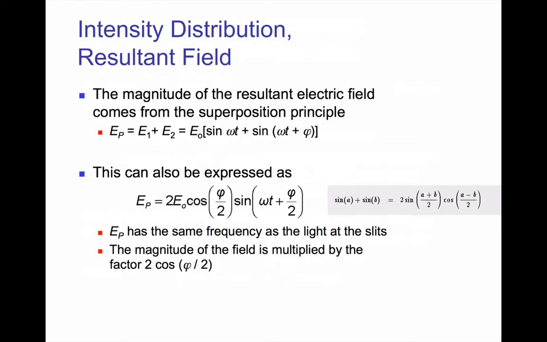Then, by the principle of linear superposition, we just add up E1 and E2. We use a trigonometric identity that you probably did at school and then forgot to get the resultant wave as another sine function where the amplitude is multiplied by 2 and by the constant factor cos phi over 2. So we have the electric field at P is 2E0 cos phi over 2, and all of that is a constant, times sine omega t plus phi over 2.